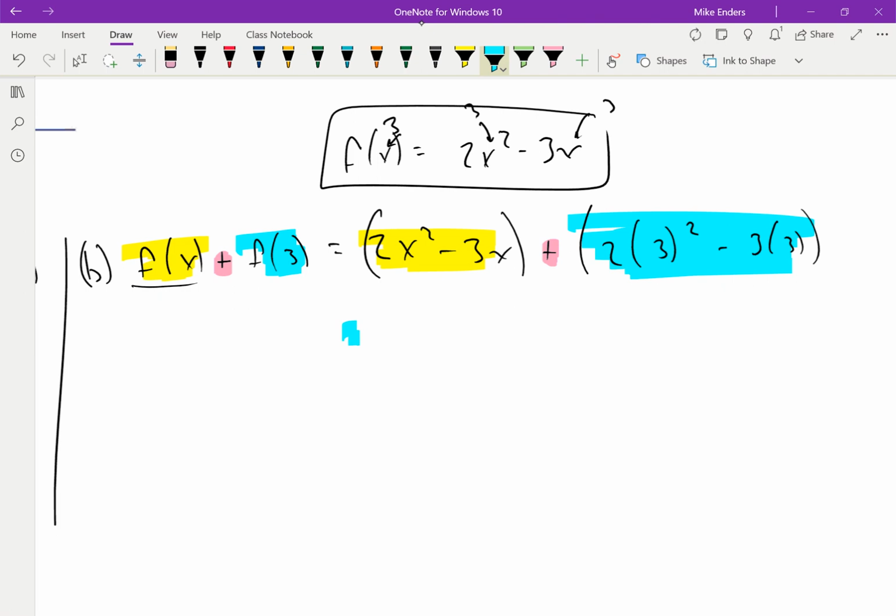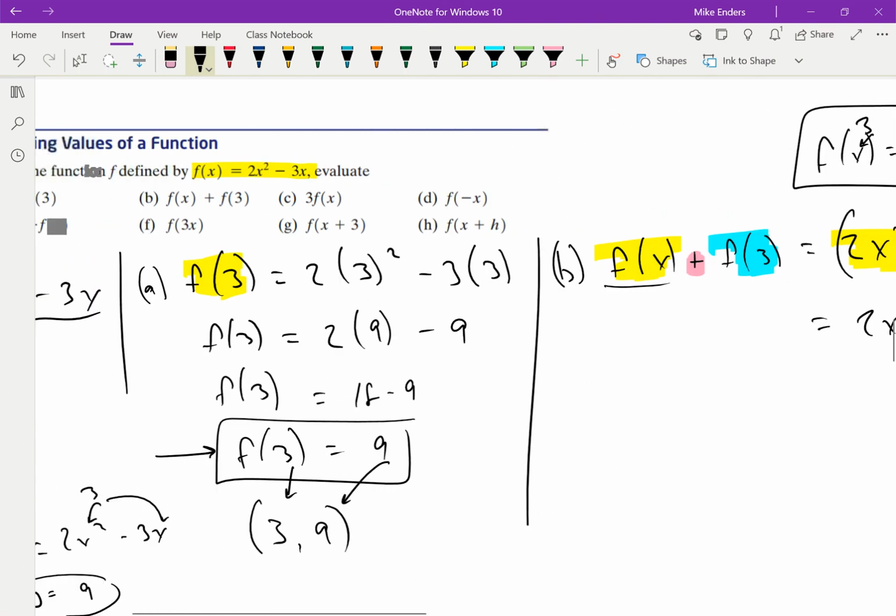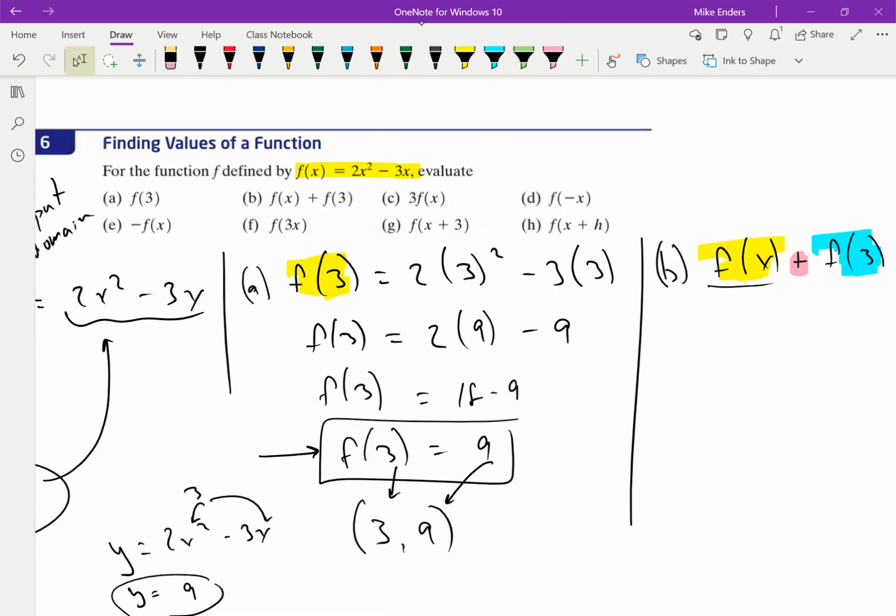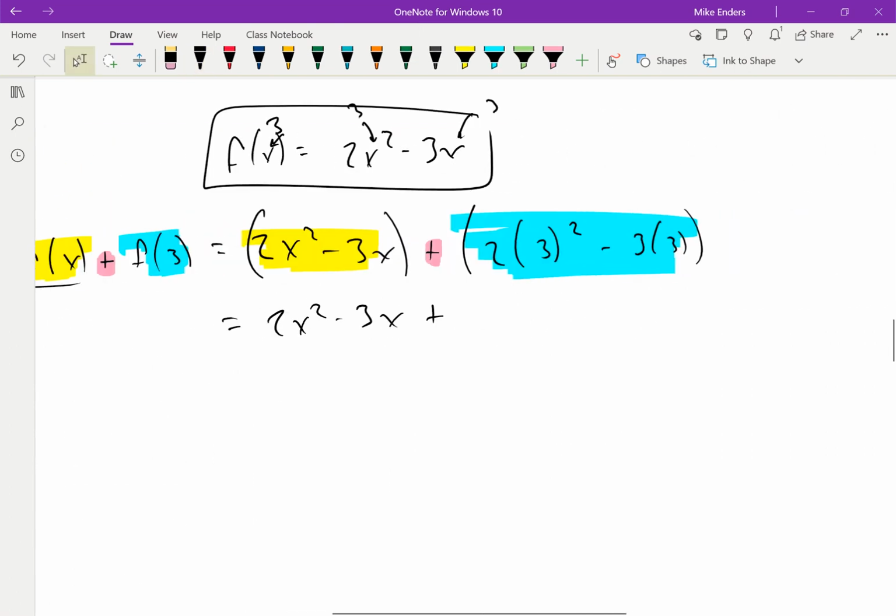So overall then, I can go ahead and ignore the color coding for the moment and just go ahead and expand this. So that's going to be 2x squared minus 3x plus, so I got 2 times 3 squared. So we just did that, did we not? So on that last example, we had f of 3, and so we ended up with f of 3 was going to be 9. And so we can take a look over here and we say, you know what, I already know what that value is.